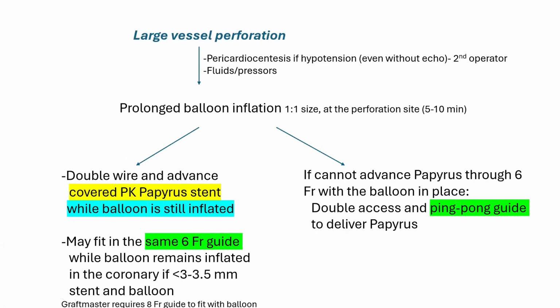I will move on to describe large vessel perforation. Again, the two immediate steps are prolonged balloon inflation, 1-to-1 size, low pressure at the perforation site for 5 to 10 minutes. And simultaneously, if there is hemodynamic compromise, which is the case in the overwhelming majority of large vessel perforations, you will do pericardiocentesis and fluids and pressors.